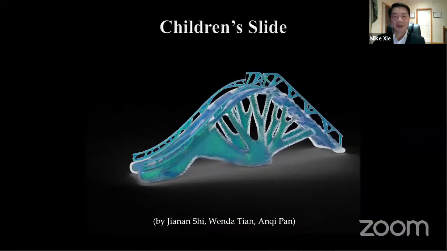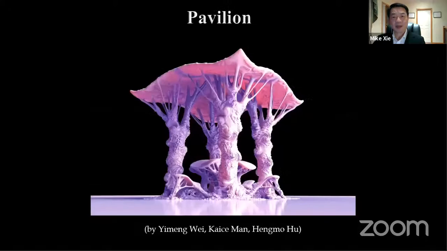And I'm going to show you 3 examples from this year's Digital Future workshop. So in the past 5 days, one group designed this beautiful children's slide. And the next group, this is a pavilion, with tables and chairs and all these pieces designed using Ameba software. So it really reminds us of those columns in Gaudi's Park Güell.